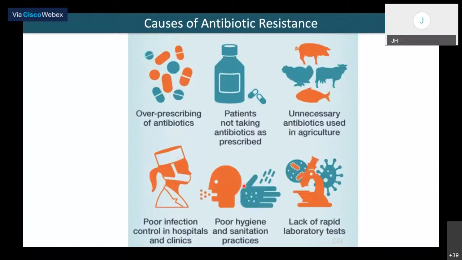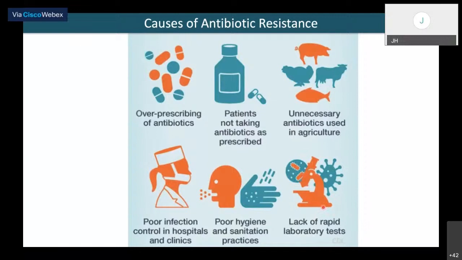And then also the lack of rapid tests. Many times when you go to the doctor, they don't have anything on their table that lets them see the patient and immediately tell whether you have a bacterial or viral infection, or what kind of infection the patient has, or what kind of drugs can be prescribed so the disease can be cured. So they don't have that kind of rapid test.